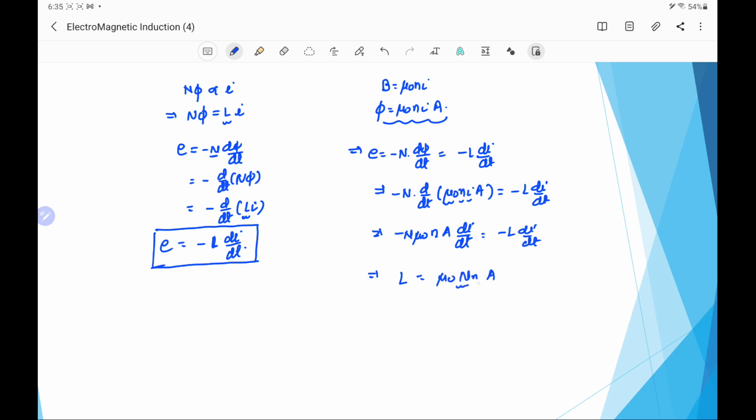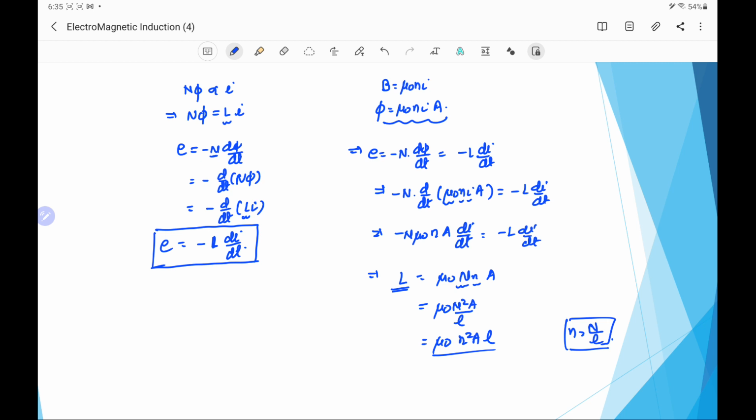Here capital N is the total number of turns and small n is the number of turns per unit length. So we can write it as mu naught N square A by l, or we can also write it as mu naught n square A l, where n equal to capital N by l. So in this way we have found the coefficient of self-inductance.